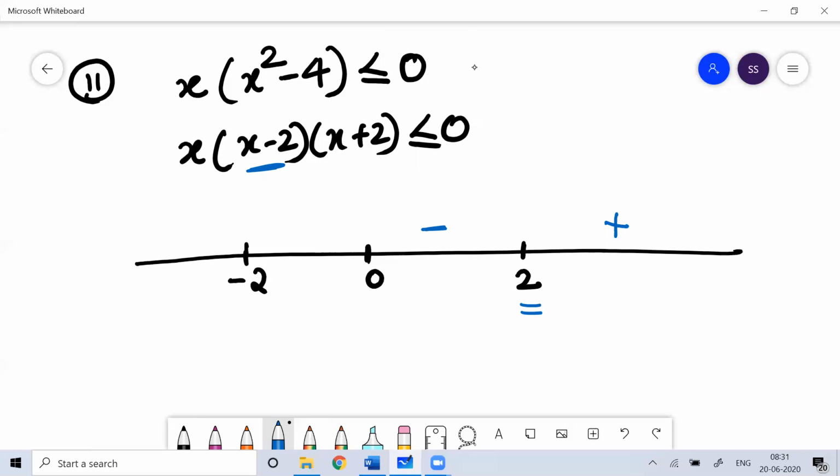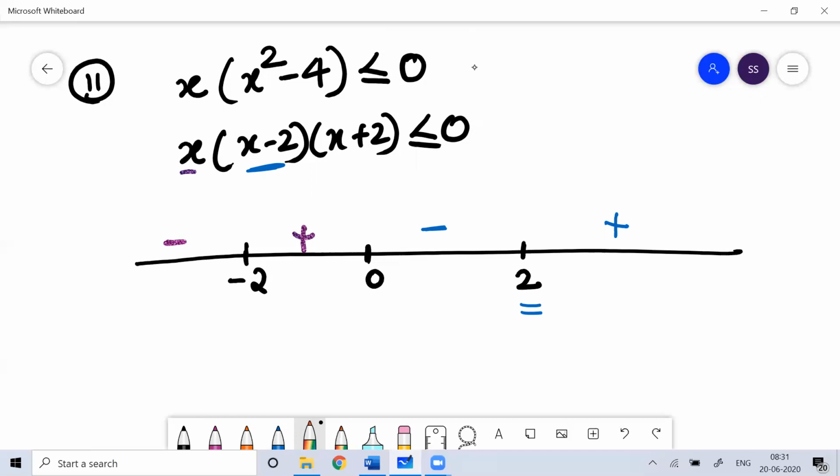Now then 0. 0 is this. So the power of that is odd, so the sign will change. And again it will change. Very simple. So otherwise, if you are not very confident on this, you can take any value.